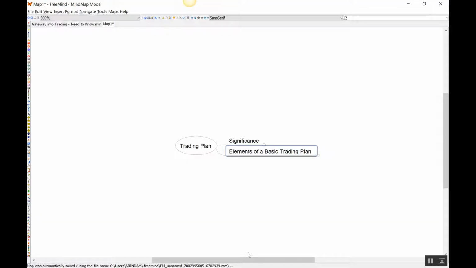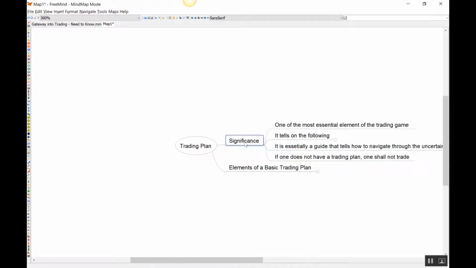Hey guys, today I'm going to discuss an aspect of trading which is for me one of the most important things, but I've seen many people really not giving much significance to it, and that is called a trading plan. Now, why is a trading plan important?